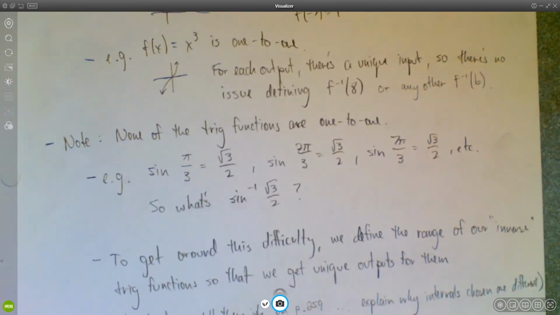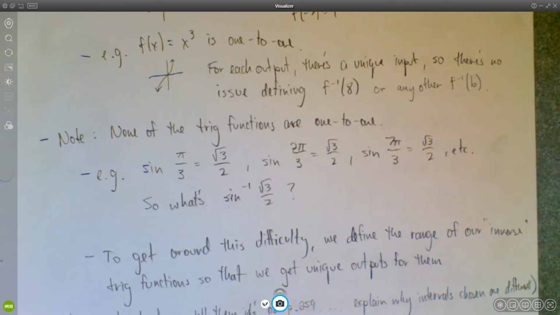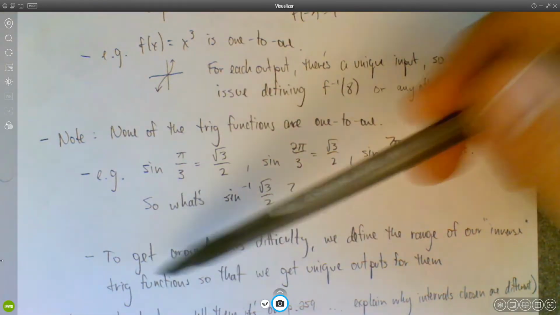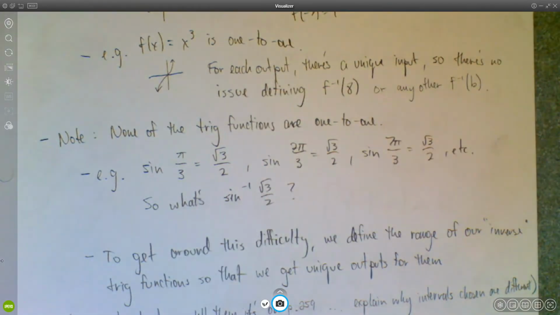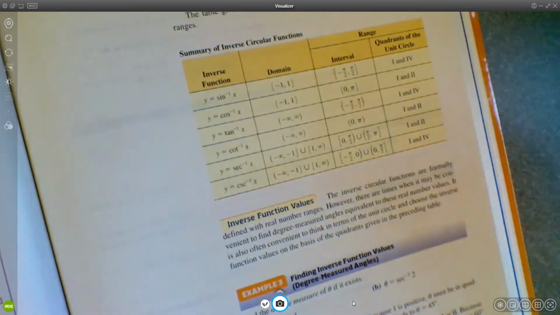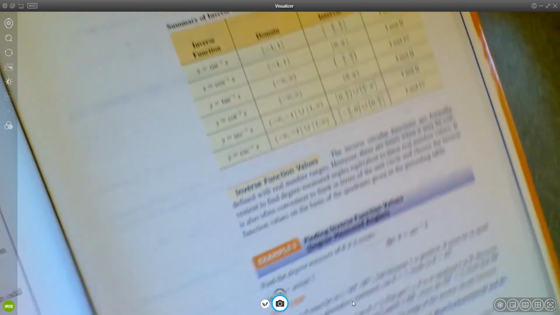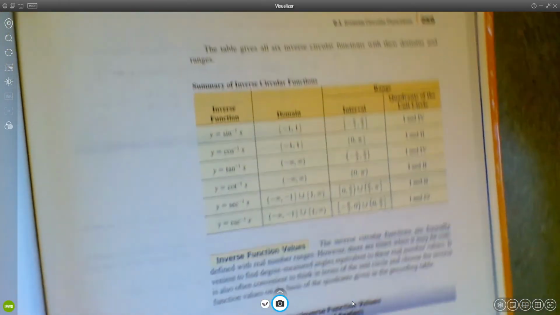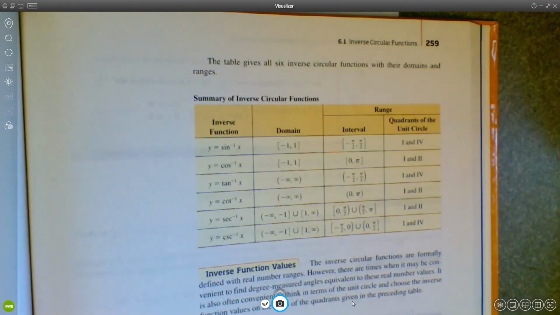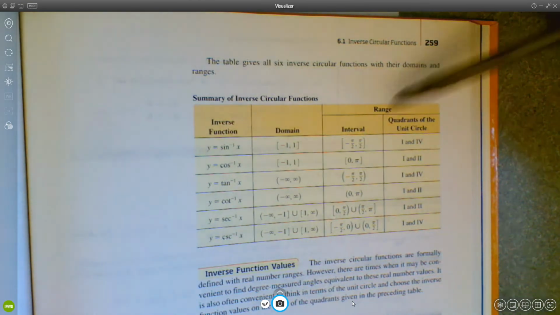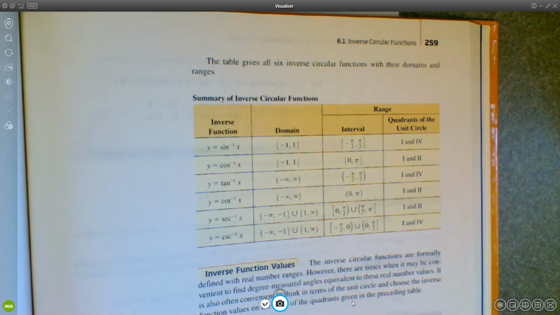So to get around this difficulty, we define the range of our inverse trig functions so that we get unique outputs for them. I'm going to show you this chart from your book, if I can get the doc cam oriented correctly. Okay, so this is on page 259 of your textbook, and this gives you all of the standard domains and ranges. Well, really the standard ranges of your inverse functions.